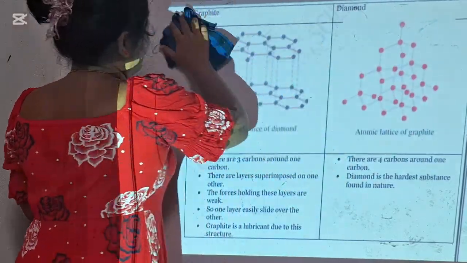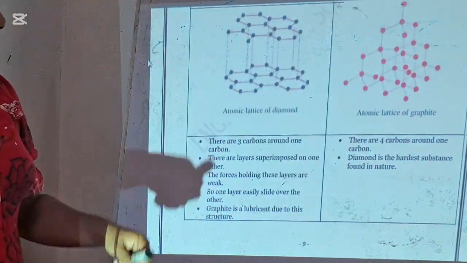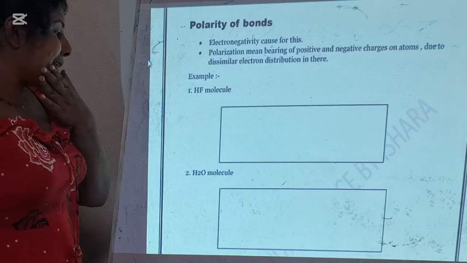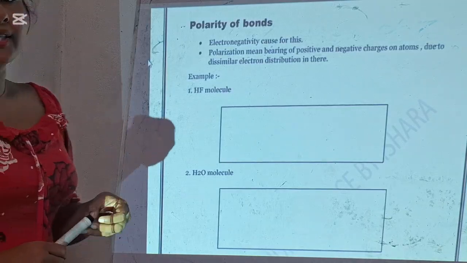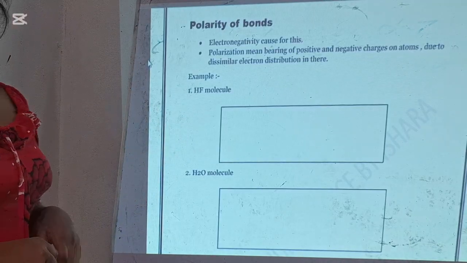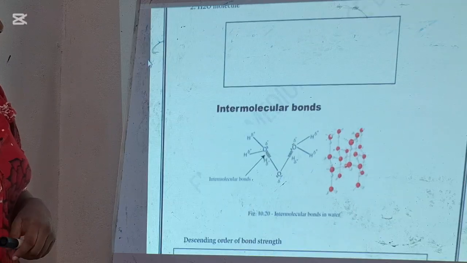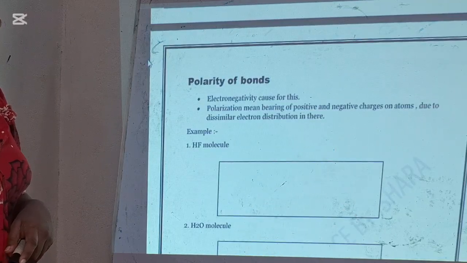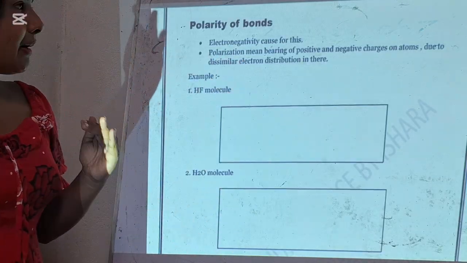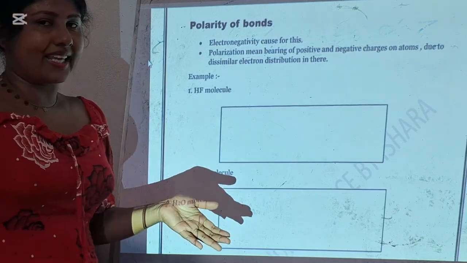That is the story about carbon. Then we are moving to the next part, which is about polarity of bonds. Before moving to intermolecular bonds, we need to learn about polarity. Learning about polarity is very important. Let's see what polarity is.